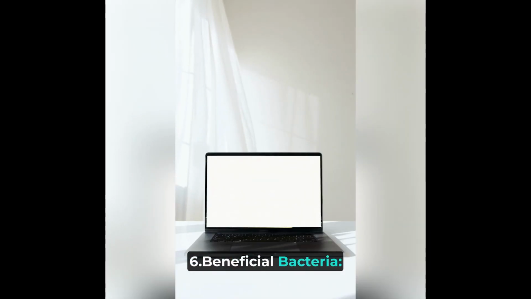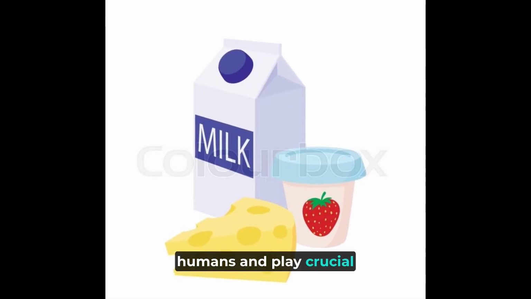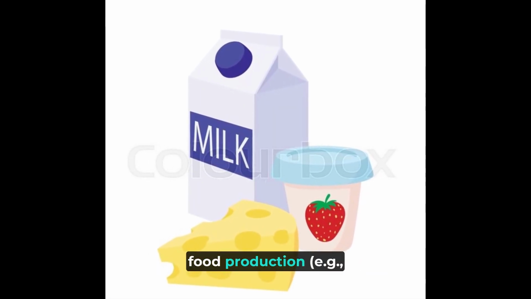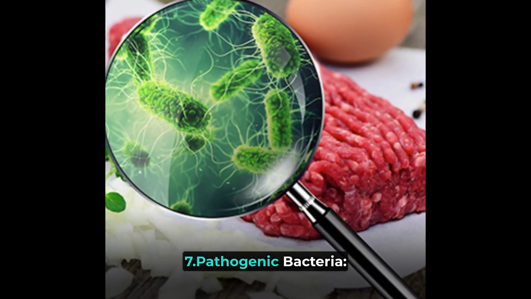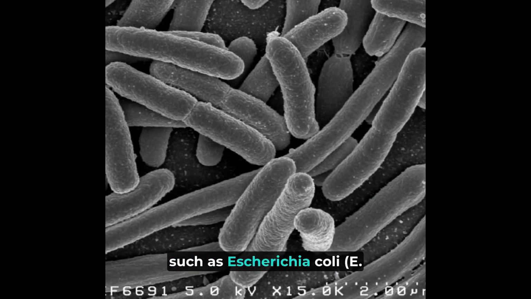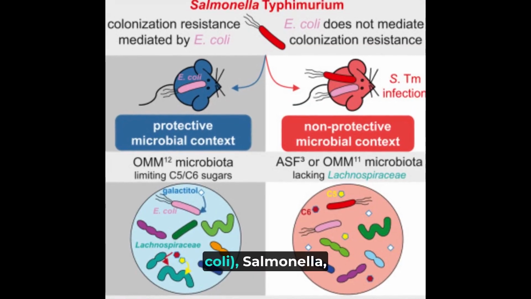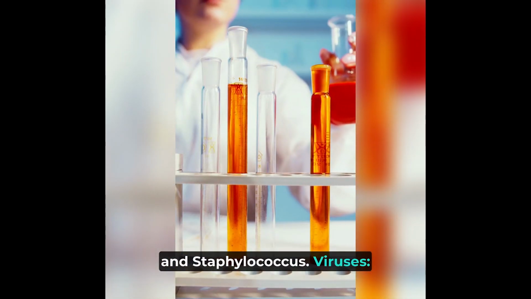6. Beneficial bacteria. Many bacteria are beneficial to humans and play crucial roles in digestion, food production, e.g., yogurt and cheese, and soil fertility. 7. Pathogenic bacteria. Some bacteria can cause diseases, such as Escherichia coli, E. coli, Salmonella, and Staphylococcus. Viruses.